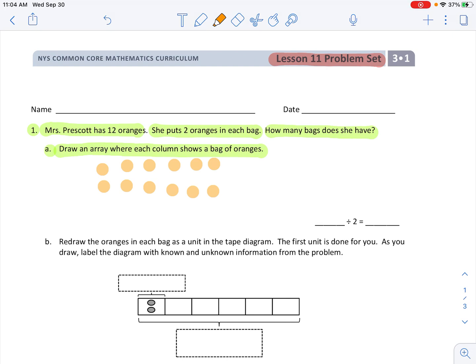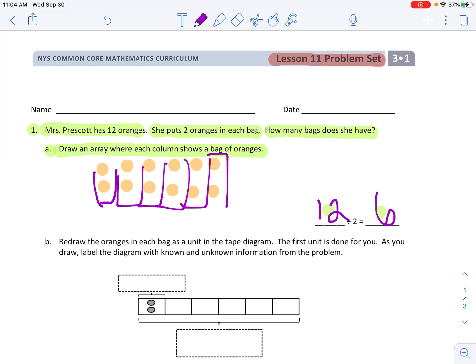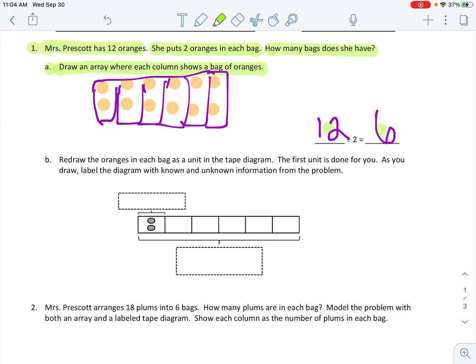It says, how many bags does she have? Well, if I look down here, I know I'm going to have to put 2 answers right here. So she started with 12 oranges. We split and put 2 oranges in each bag, which means I have 6 bags of oranges, because each one of these is a bag of oranges. Now if you think about doing that and putting them in a bag that looks like that, and I finish that, it looks like a tape diagram. So now we're just going to take that information down here into the tape diagram.